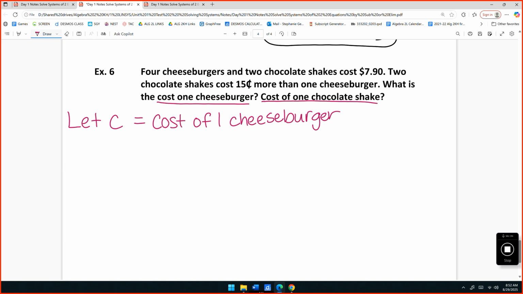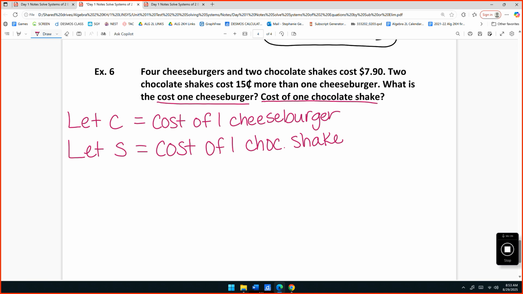And then I need one for the cost of a chocolate shake. What variable you want to use for that? S. Okay, let S equal the cost or price of 1 chocolate shake. Okay, now that we've defined our variables, what they mean, now I can write a system with them.